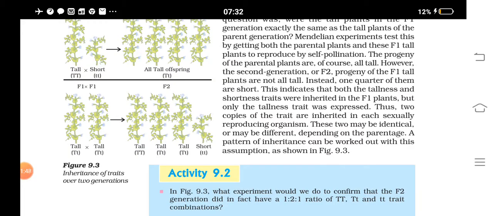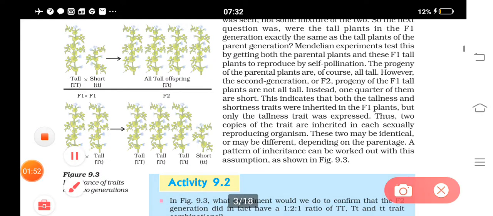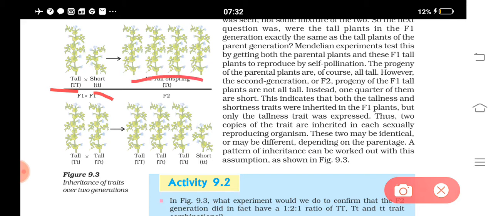So you can see that when a tall parent and a short parent were crossed, their seeds were collected, and when they were sown, all the plants were tall. Understood? All the plants were tall. Then in the next step, he self crossed these plants.